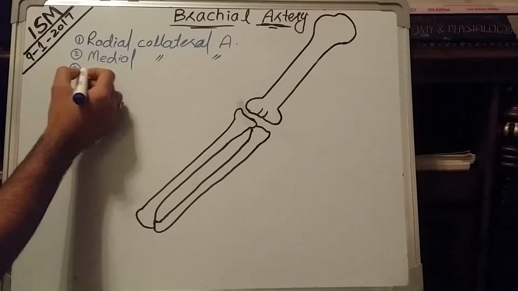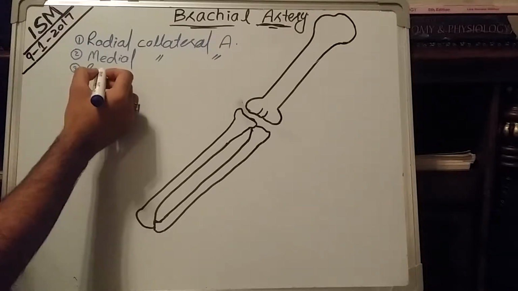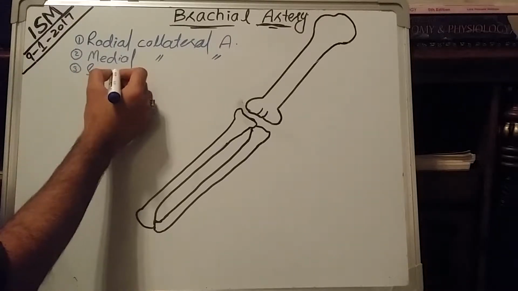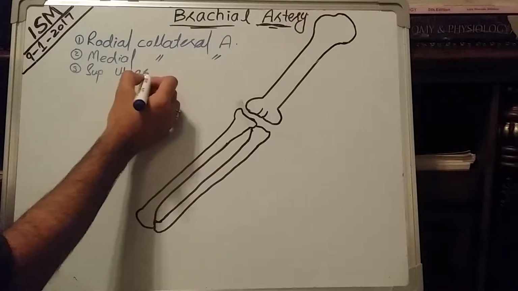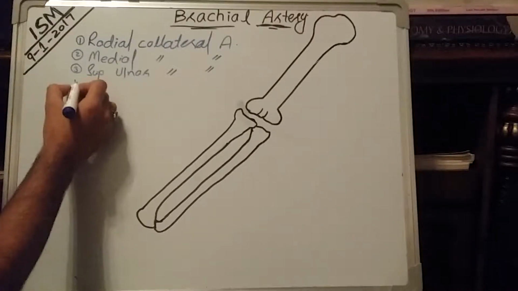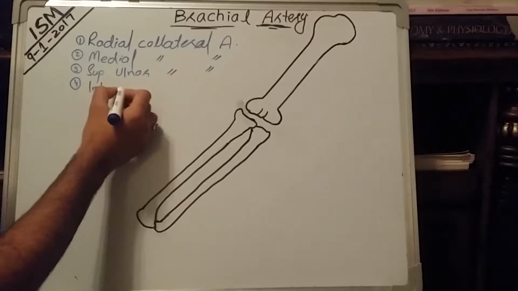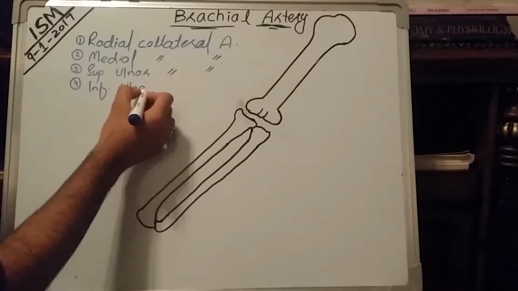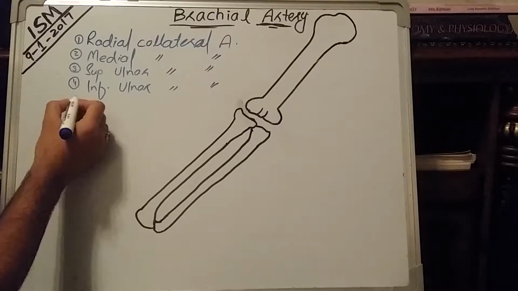The third branch is the superior ulnar collateral artery. The fourth artery is the inferior ulnar collateral artery.